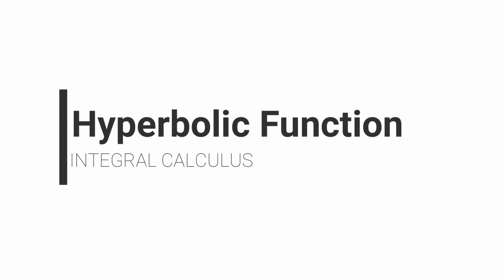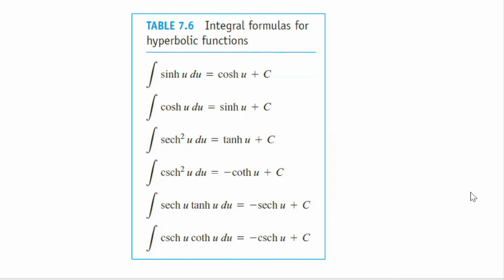Today, we're going to discuss the integral formulas for hyperbolic functions. Okay, so number one, the integral of hyperbolic sine of u du is equal to hyperbolic cosine of u plus a constant. Then number two, the integral of the hyperbolic cosine of u du is equal to the hyperbolic sine of u plus a constant. Number three, the integral of the square of hyperbolic secant u du is equal to the hyperbolic tangent of u plus a constant.